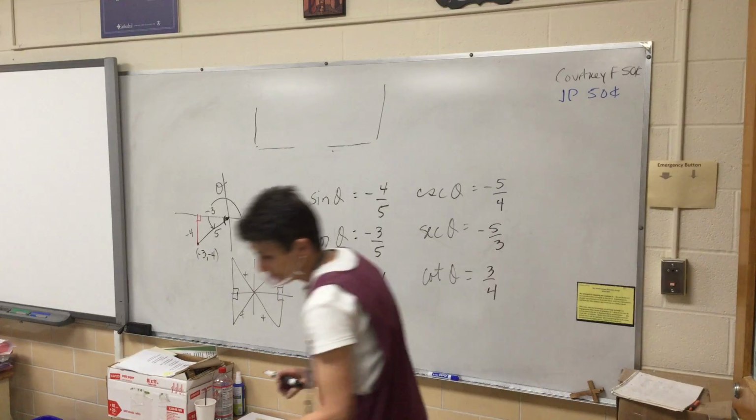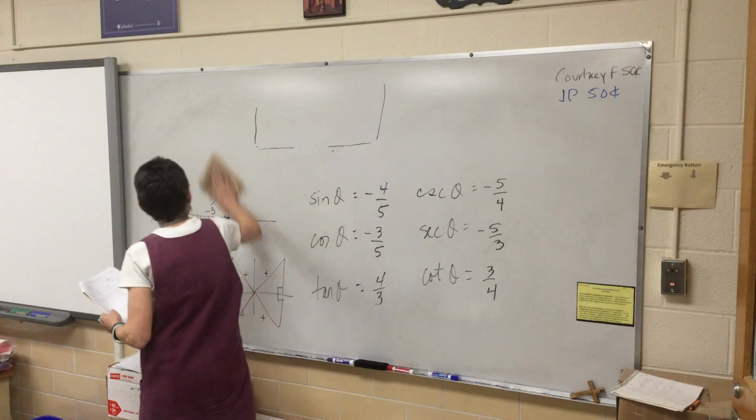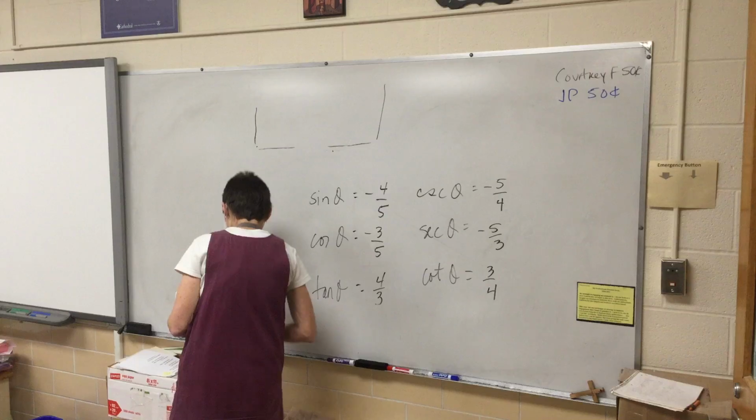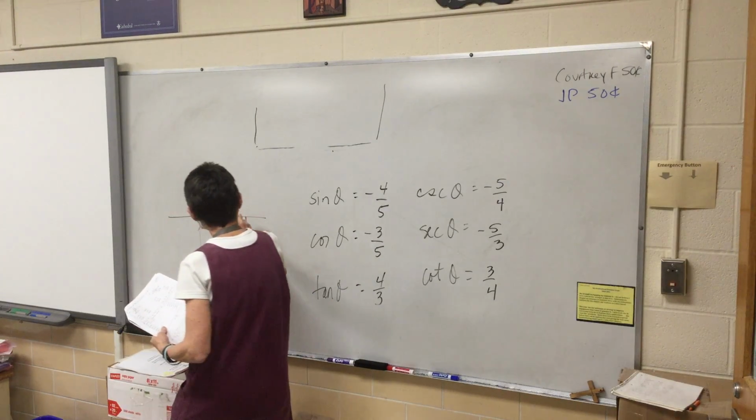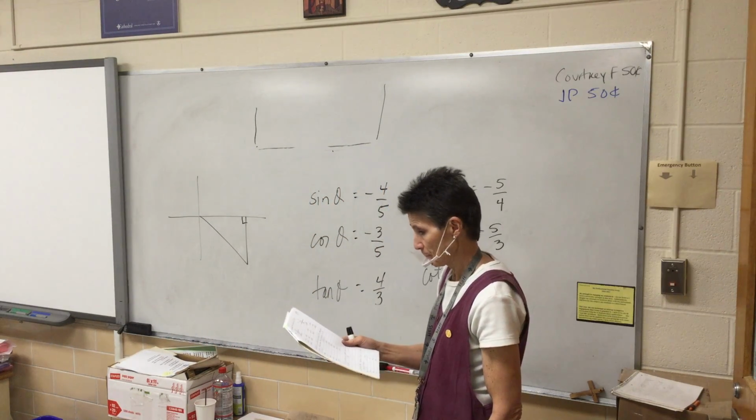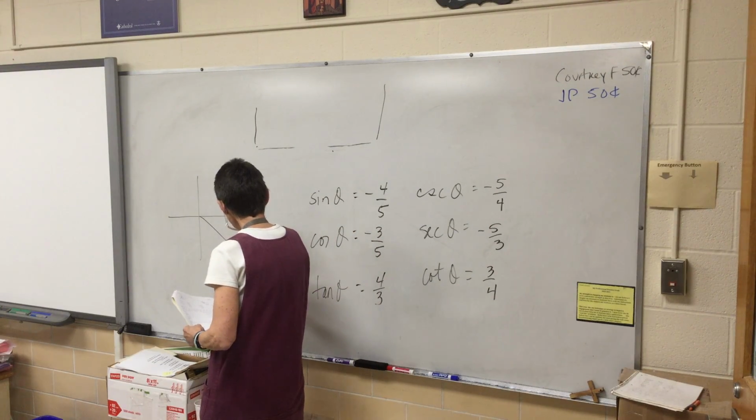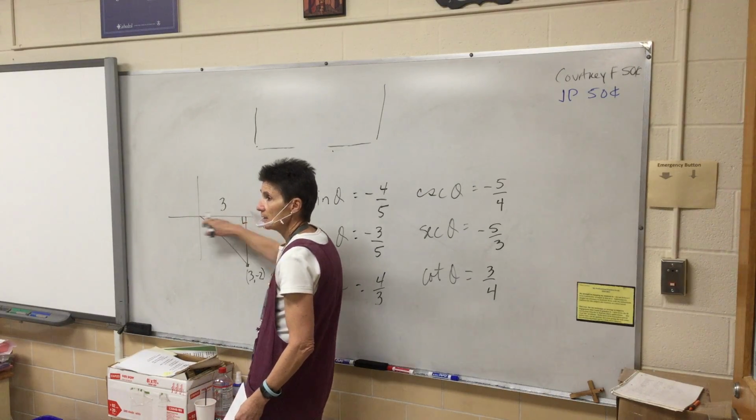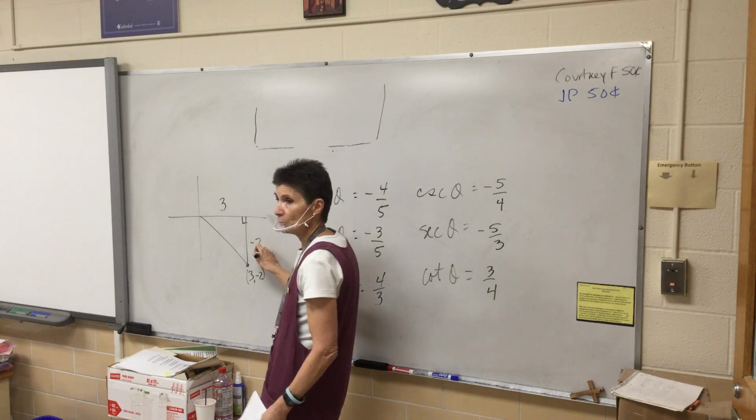All right, let's try B. B is in quadrant 4. So I'll draw my triangle in quadrant 4. Always the perpendicular goes on the x-axis. And my point is 3, -2, which means the x side, this is the x-axis, so the x side is 3, and the y side is -2.